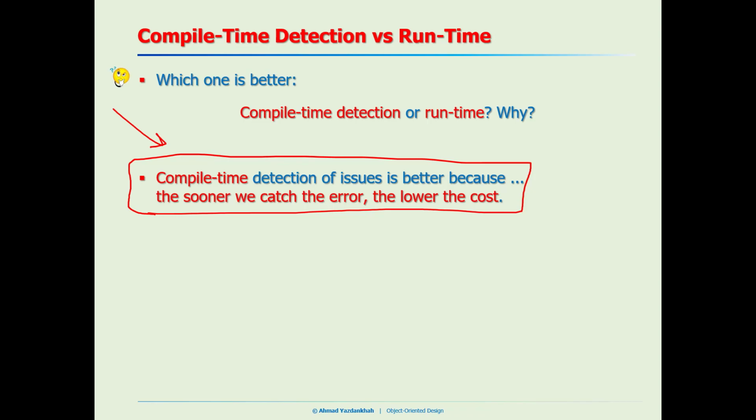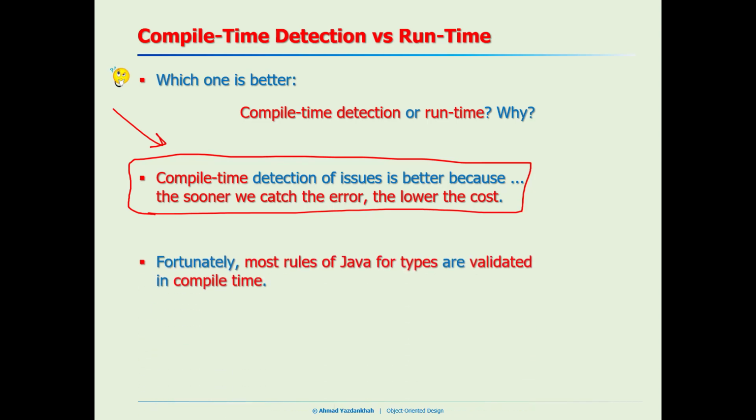Fortunately, in a language like Java, most rules of type and subtype can be validated at compile time. Why am I saying most? Isn't this all of them? No, it's not the case. We have some cases. Probably the simplest one is this. Look at this example. For example, object.